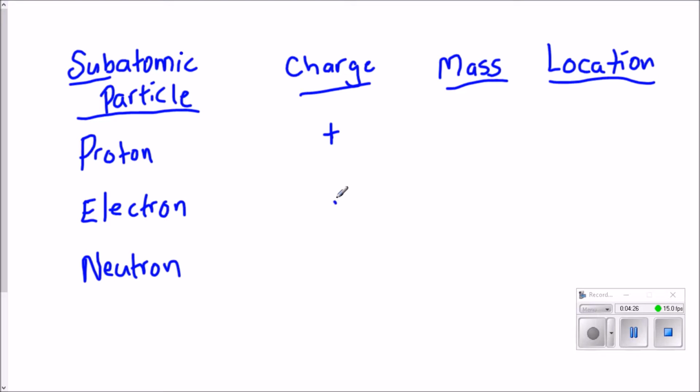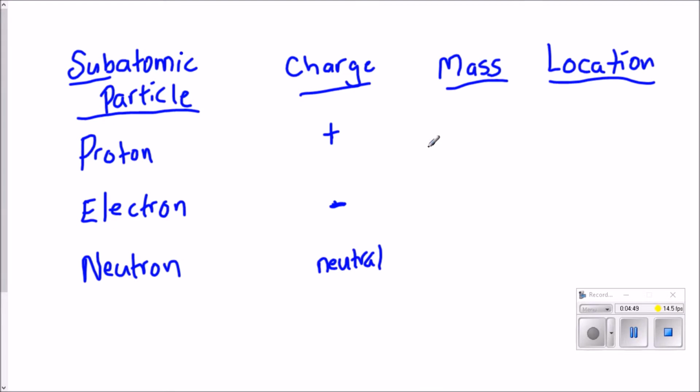Electrons have a negative charge, okay? Neutrons are neutral, so they have no charge. If you have two protons, you'd have a 2+ charge. If you had two electrons, you'd have a 2 negative charge. So if you had two protons and two electrons, they cancel each other out. It's like 2+, 2 negative, no charge.